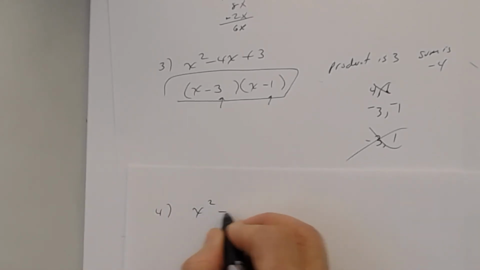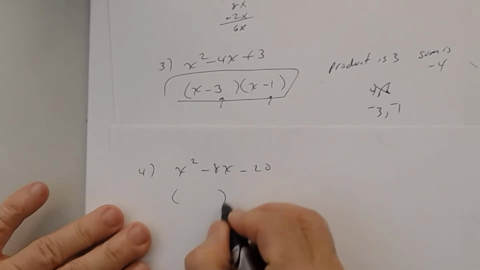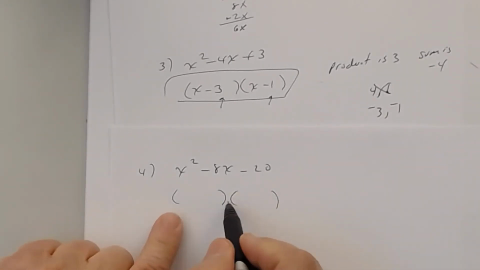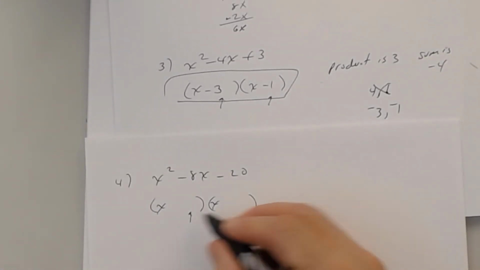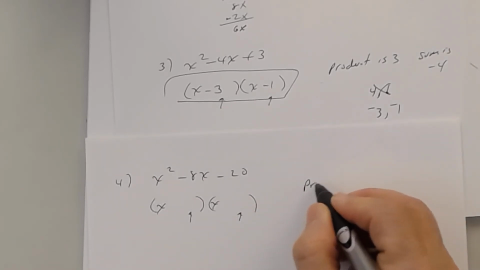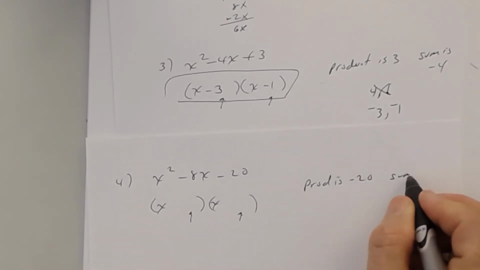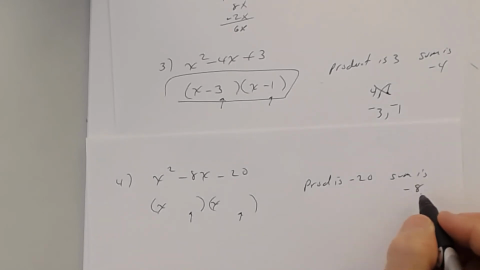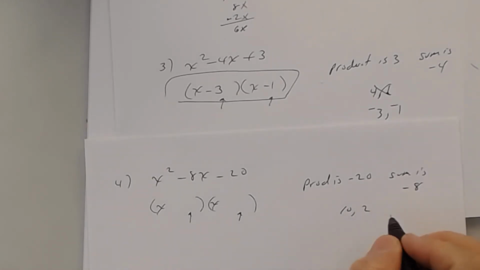X squared minus 8x minus 20. Very simple. What's the GCF? 1. What's the coefficient of x squared? 1. Okay, think easy. We'll go directly to two binomials. What goes here in both of these first? X and x. All right, now let's think. I need two numbers whose product is negative 20 and whose sum is negative 8. All right, now come up with some ideas. What do y'all think? Try something. 10 and 2? All right, let's try 10 and 2. 10 times 2 is a positive 20, so it can't be.